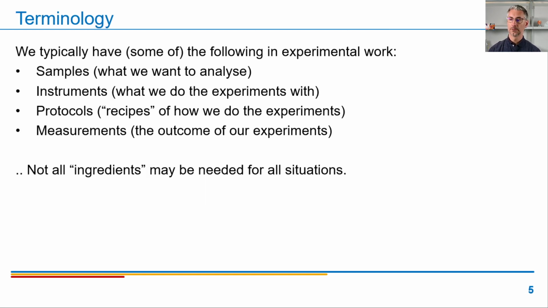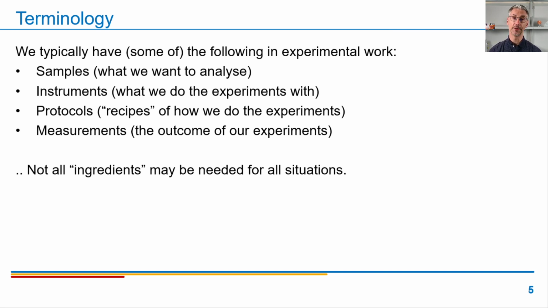So when we typically work in an experimental workflow, we have the samples that we work on, so that is what we want to analyze. We have the instruments, what we do our experiments with, for example. Then we have the measurements themselves, this is the outcome of what we want to achieve, and we have the protocols. And as we discussed before, this is like a recipe that we need to follow to achieve our outcomes.